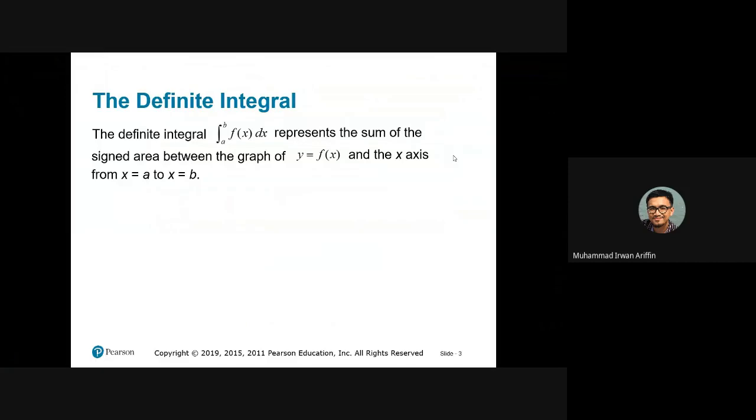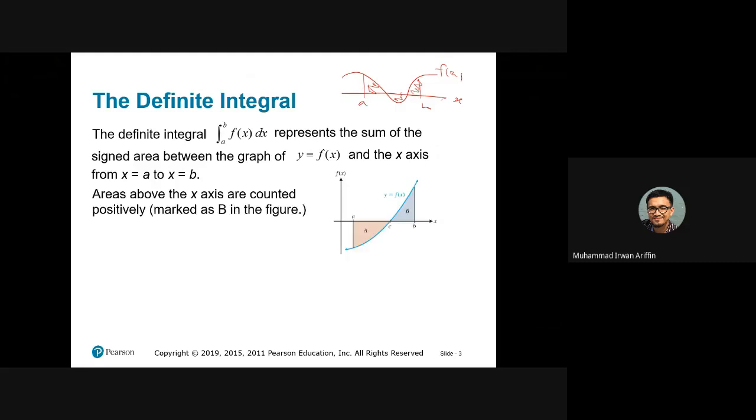Okay, so so far what we have done previously, we know that the definite integral represents the sum of the area between the graph f of x and the x-axis. So it is always the area between the curve f of x and the x-axis. Okay, so if this is A and this is B, it is always this area. And we already also know that the area above the x-axis is counted positively, as shown here.